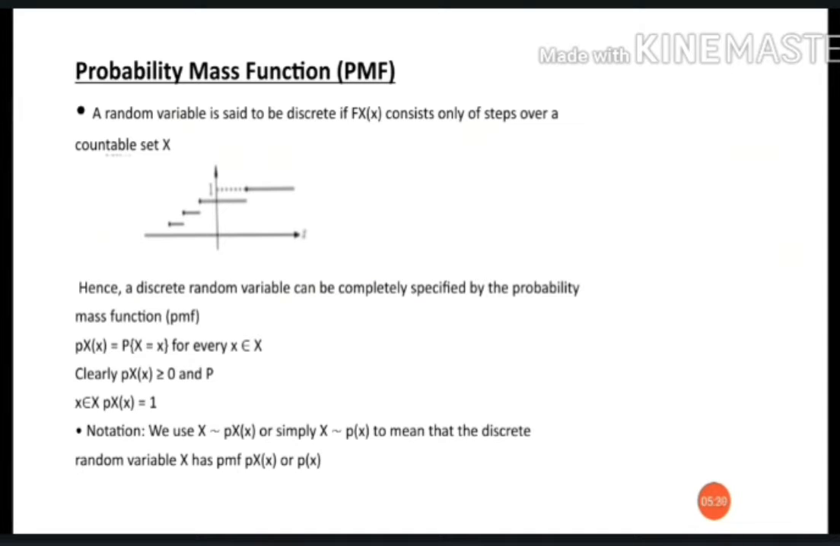And the probability mass function, PMF. A random variable is said to be discrete if F of x consists only of steps over a countable set X, and a discrete random variable can be completely specified by the probability mass function, that is, Px of x equals P of X equals x, for every x belonging to X. Clearly Px of x is greater than or equal to 0, and the sum over x belonging to X of Px of x equals 1.